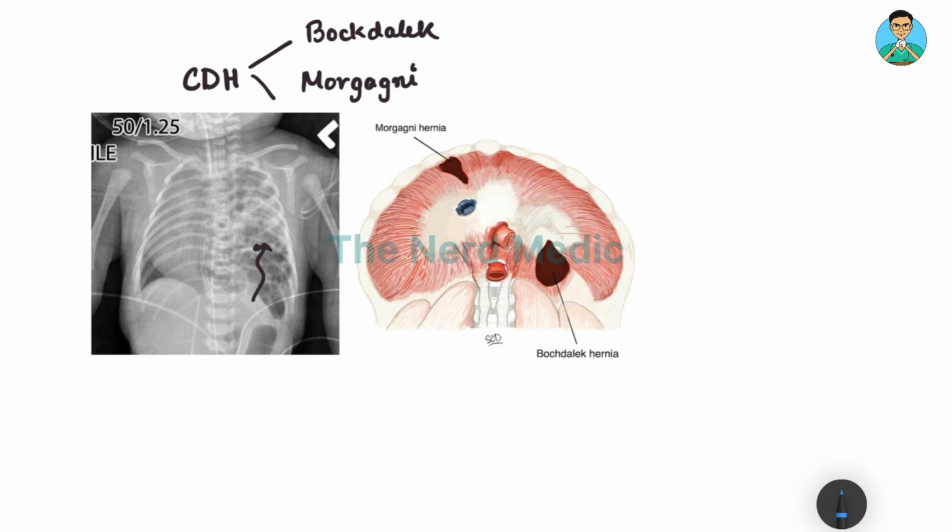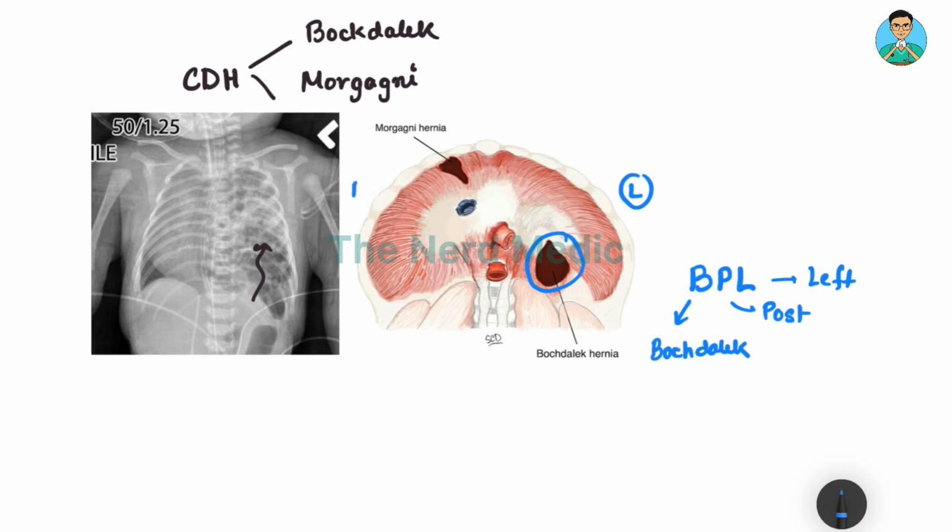To help you remember these two types of hernia, I have two words for you. One is BPL, which simply means below poverty level in India. Now, BPL should remind you that Bochdalek's hernia is posterior and on the left side. As you can see over here, the defect is posteriorly and on the left side. It is the left side of the patient and this is the right side of the patient.